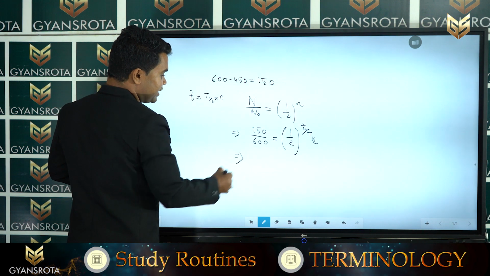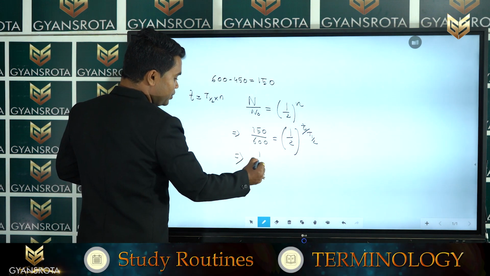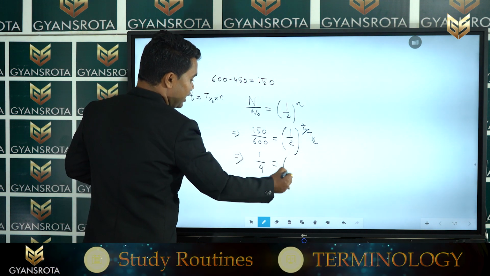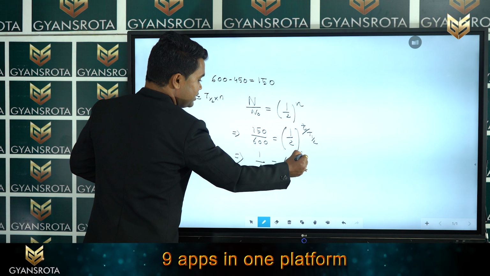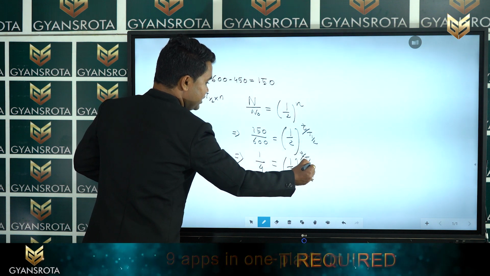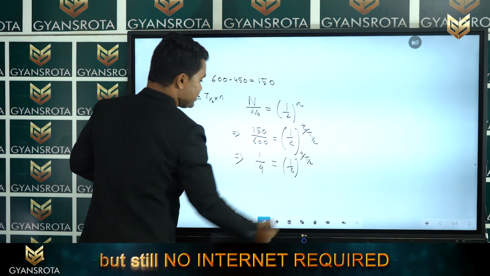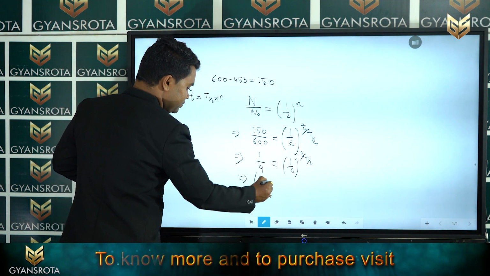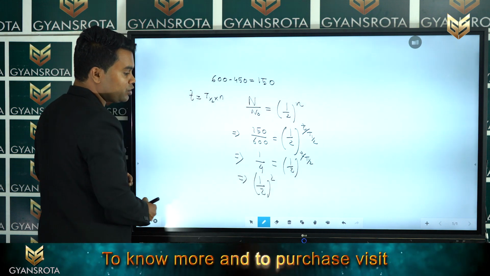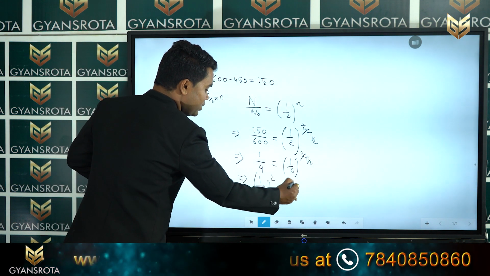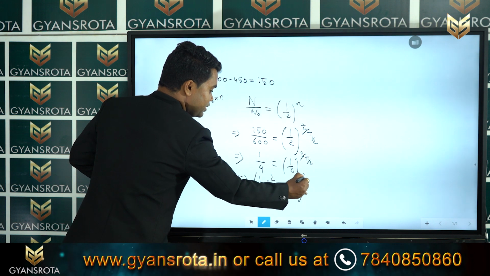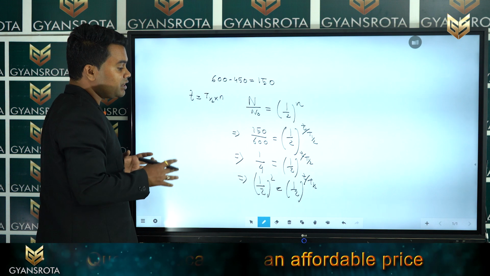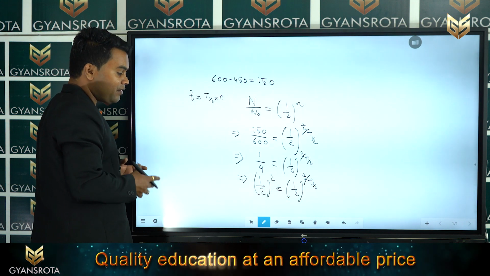So what will you get? If I cancel this, it will be 1 by 4, right? It will be half to the power T divided by T half, that is the half-life. So 1 by 4 can be written as 1 by 2 whole square. On the right hand side also we have 1 by 2 to the power T divided by T half. Half is in the suffix, just telling you that it's a half-life.